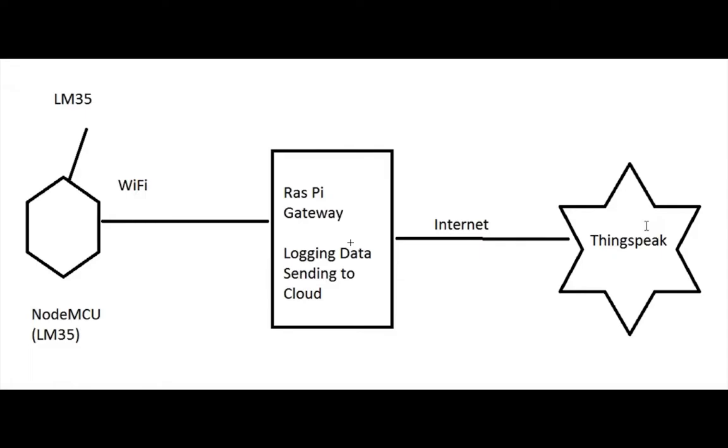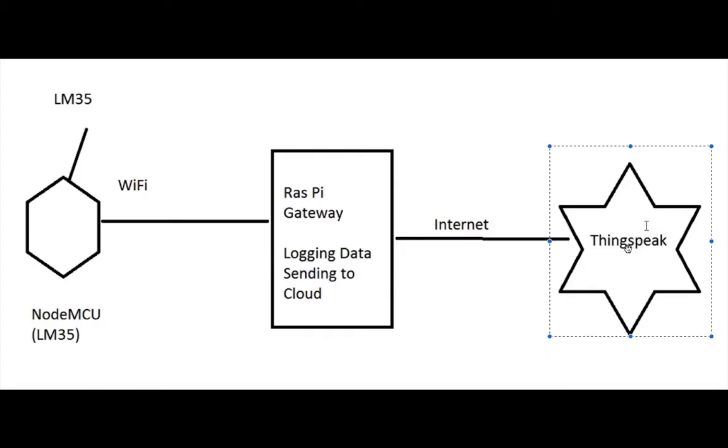Now there is one catch, guys. Whatever data we are collecting from Node MCU and sending to Raspberry Pi 3 is huge, and it will be logged in one text file. You can see it here. The data shown as a graph on this ThingSpeak server will be different.